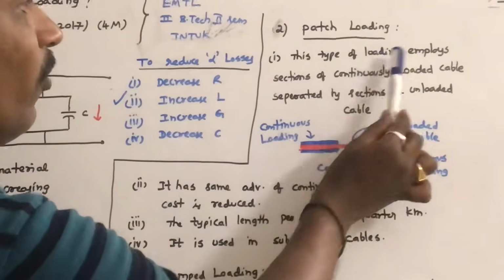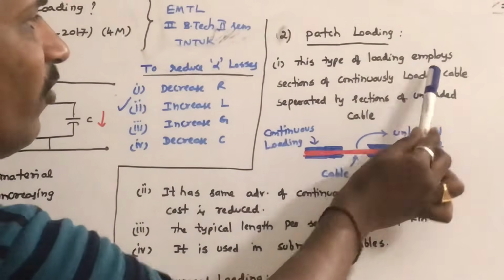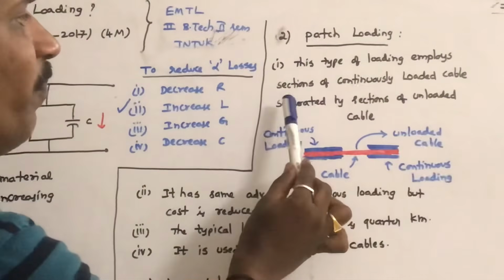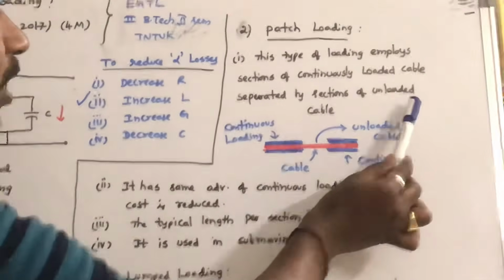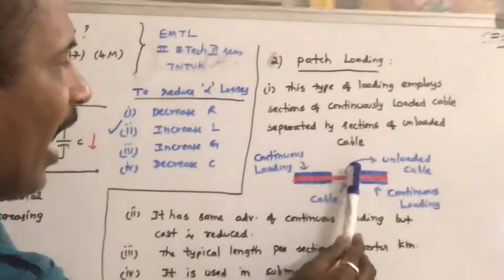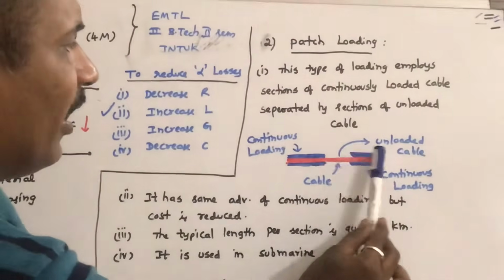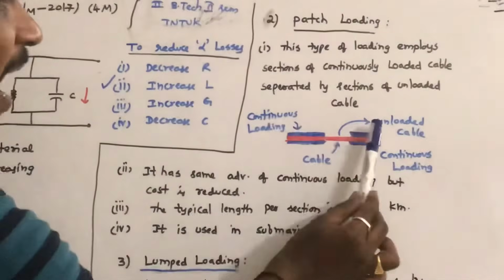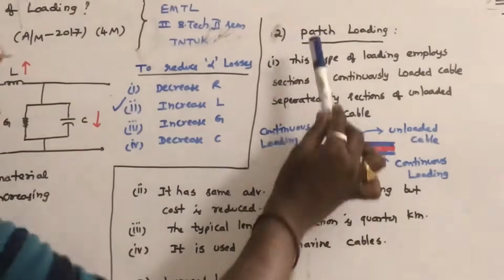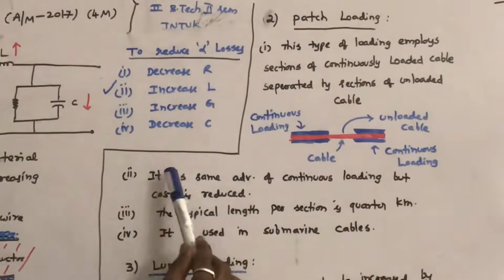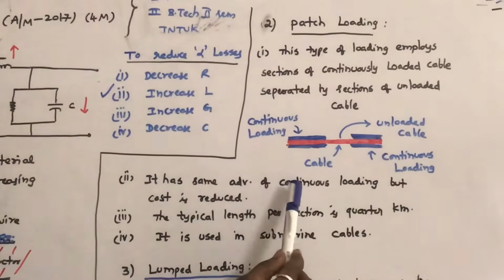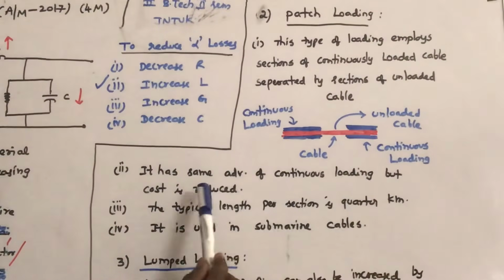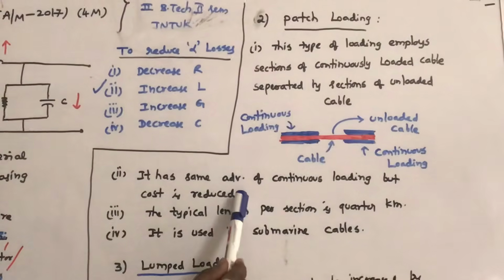So this type of loading employs sections of continuously loaded cable separated by sections of unloaded cable. This is continuous loading, again unloaded, again continuous loading. That's why this method is called patch loading, patches. This method has the same advantages of continuous loading, but it is less expensive as compared with continuous loading.